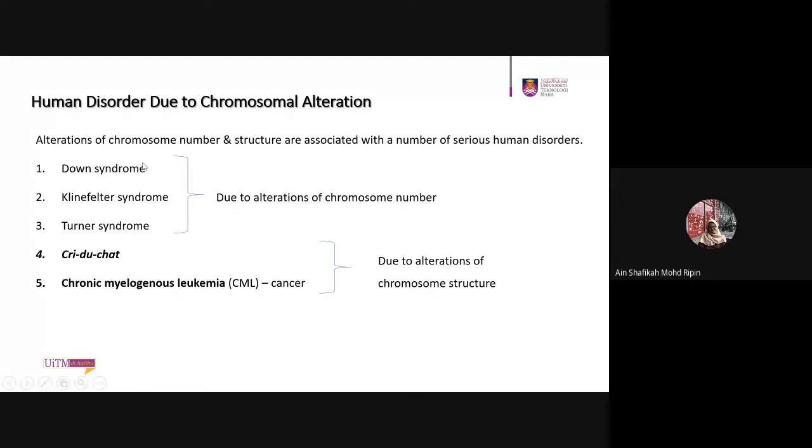Kan, Down syndrome, extra chromosome at chromosome 1. Klinefelter dia dekat sex chromosome, and also for Turner syndrome dia berkaitan dengan sex chromosome XY tu. For the next example, for the next human disorder adalah cri-du-chat and also chronic myelogenous leukemia, which is a type of cancer. So cri-du-chat disebabkan oleh deletion at chromosome 5 kan. So chronic myelogenous leukemia disebabkan oleh translocation, okay, antara kromosom 9 dengan 22.